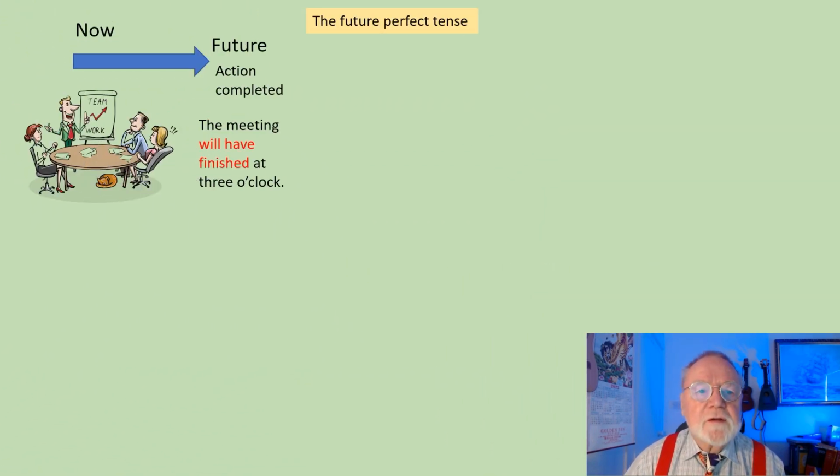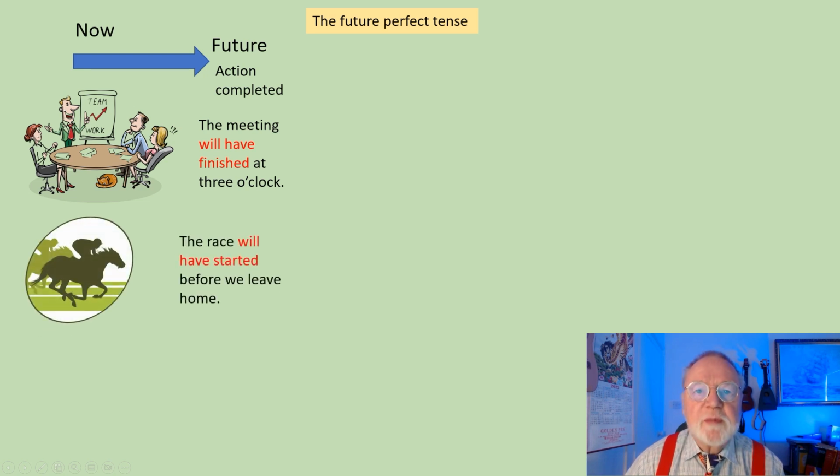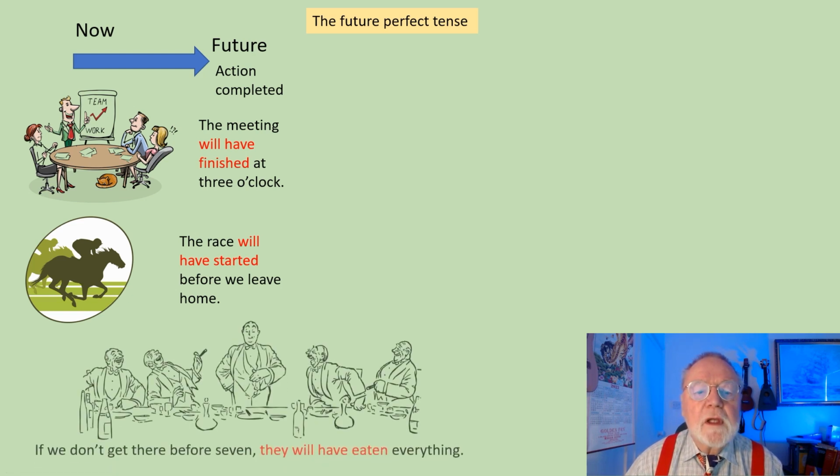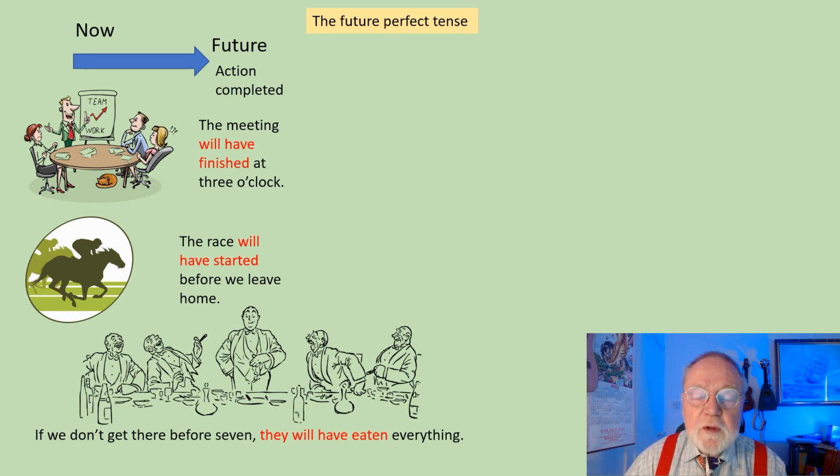The future perfect tense tells us about an action which is completed at some time in the future. For example, the meeting will have finished at 3 o'clock. That's quite a precise time, but we don't always give a precise time. The race will have started before we leave. If we don't get there before 7, they will have eaten everything. That gives a fairly precise time, before 7, so we can use either way.